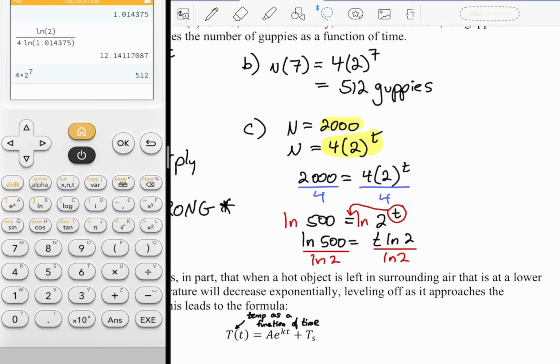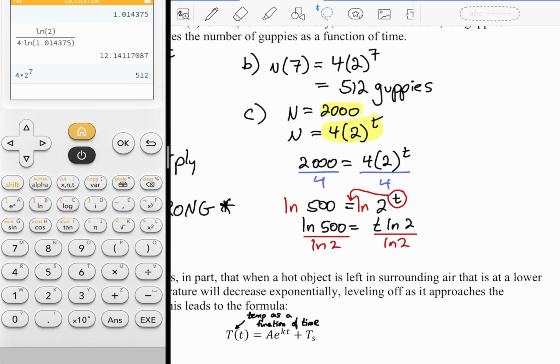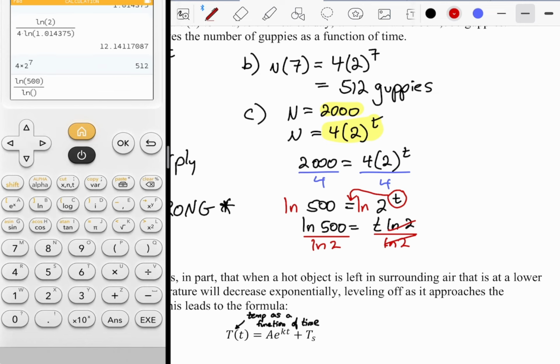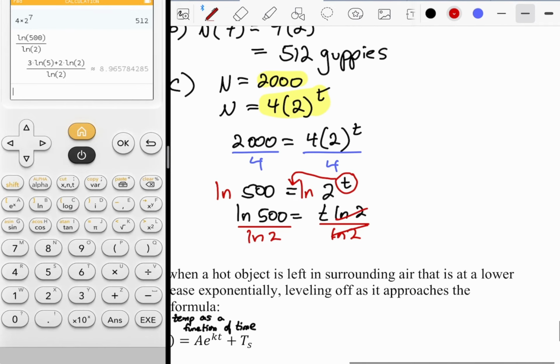All right, so just run that through the calculator. ln 500 divided by ln of 2. Nearest day. So t is about 8.966. So it's about 9 days.